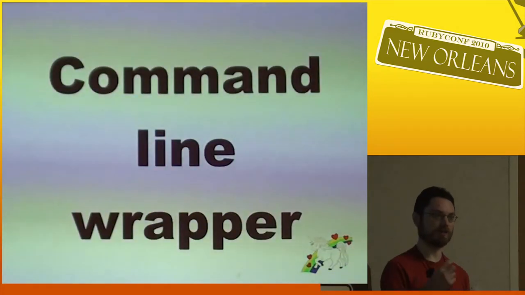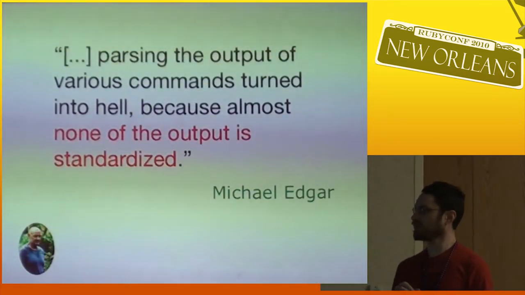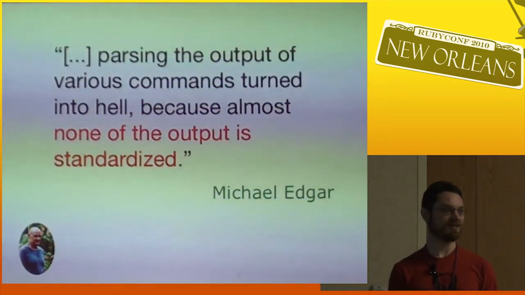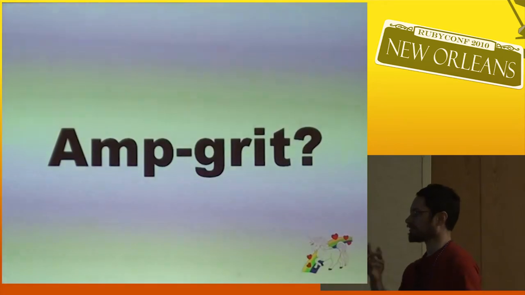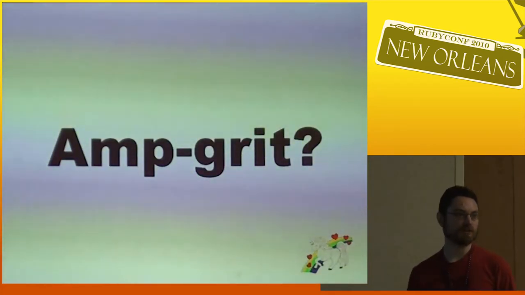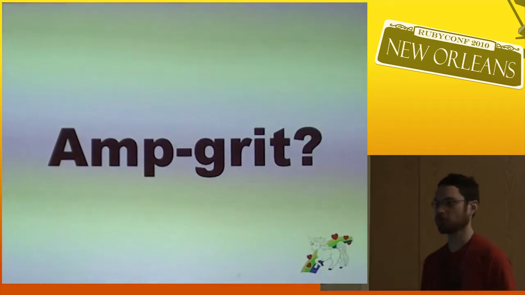You could, for instance, try to do a command line wrapper around it, but it turns out they actually tried this. And Git is just really inconsistent in how it prints out its reports and things, which makes it a real pain in the butt. There's Grit, of course, which is an interesting possibility. They've got some Ruby code, they're still shelling out, but they're doing a lot of the hard work for us.